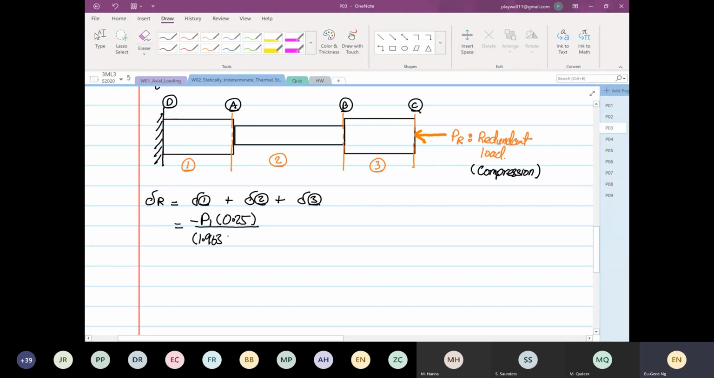1.963 times 10 to the power minus 3 times 101 times, oh, sorry. Then you multiply by 101 times 10 to the power 9. So that's the first one. Plus, again, minus P2, because everything is under compression, 0.5, divided by 314.159 times 10 to the power minus 6, and it's made of steel, times 10 to the power 9, and then the last one plus, and the term is exactly the same.